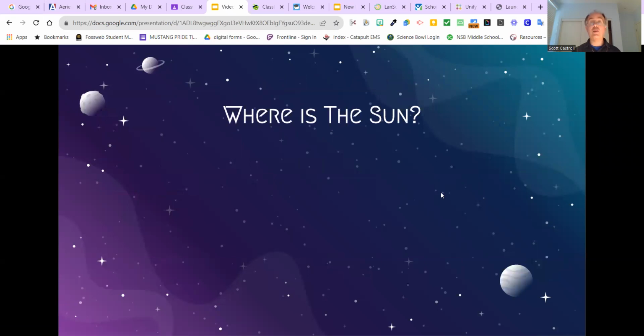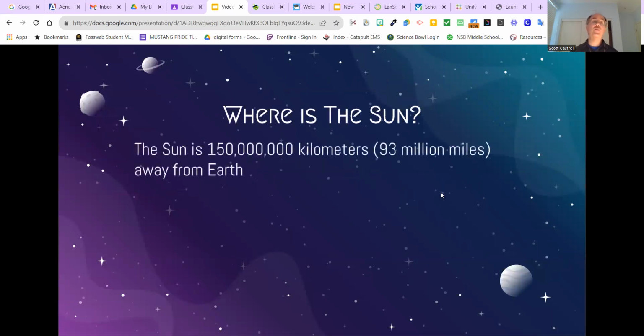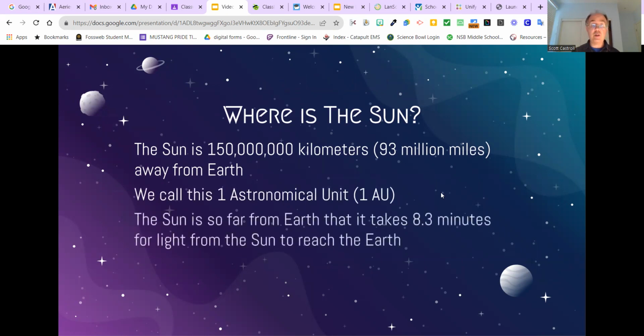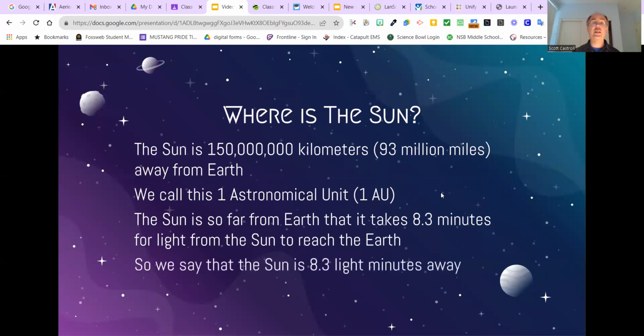So first of all, where is the Sun? The Sun is 150 million kilometers away from Earth. That's 93 million miles. We call this distance 1 astronomical unit. The Sun is so far from the Earth that it takes 8.3 minutes for light from the Sun to reach it. So we say that the Sun is 8.3 light minutes away. Notice that it's a unit of distance, not a unit of time.